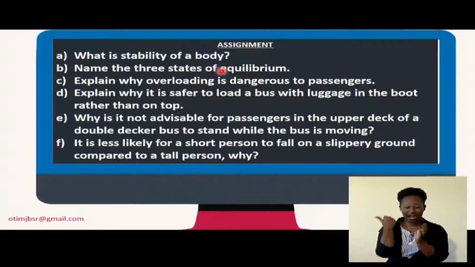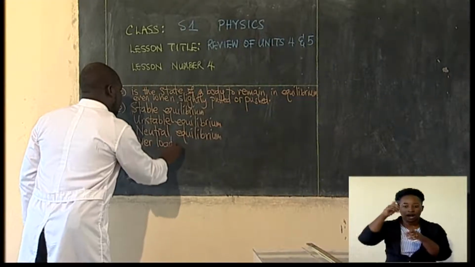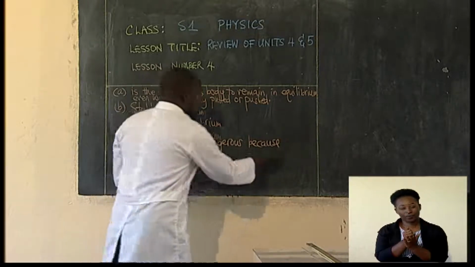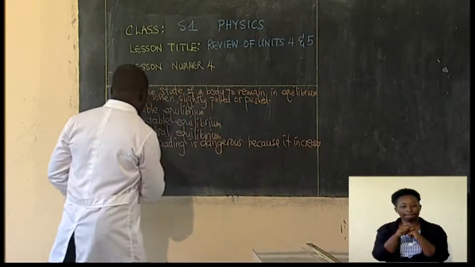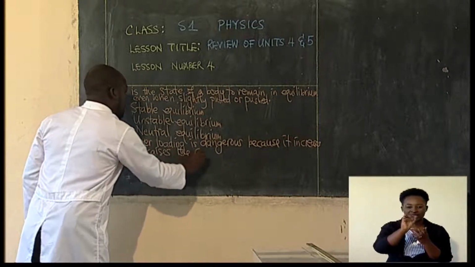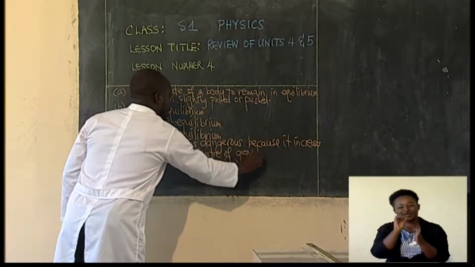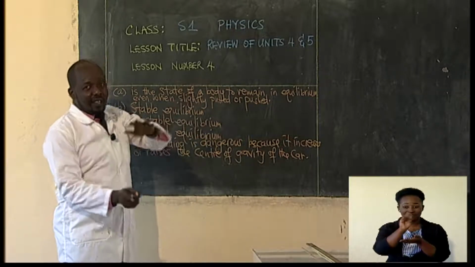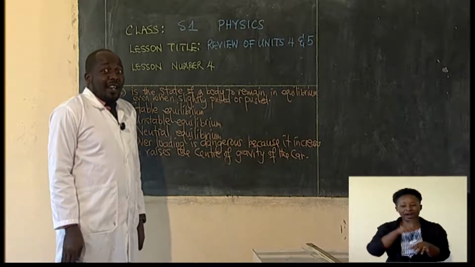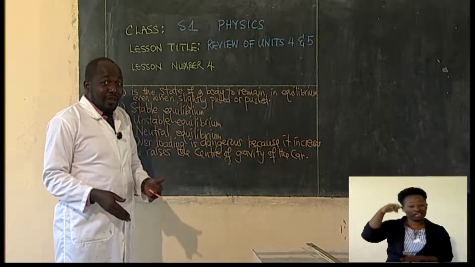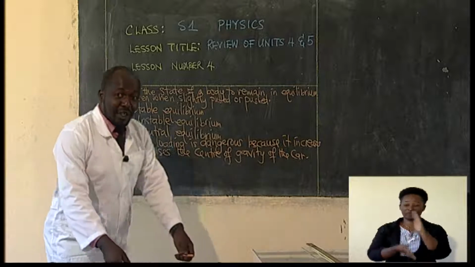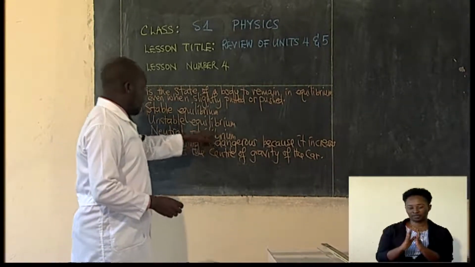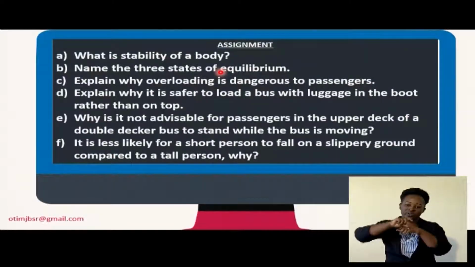So why is overloading dangerous? So overloading is dangerous because what does it do? It increases or raises the center of what? Of gravity of the car. And when it raises the center of gravity of the car, then it makes the car very unstable. Remember last time we said, for tall people like me, I'm very tall, we are less stable, especially when we are walking. If it is a slippery ground, we can easily fall. But for something short, like this stool, it is more stable than I am if we had the same properties. So overloading increases the center of gravity, and that makes the car very unstable.